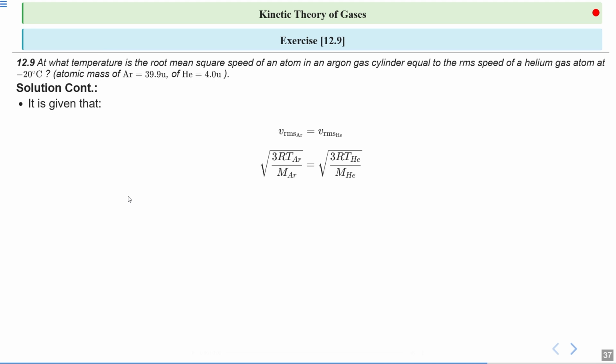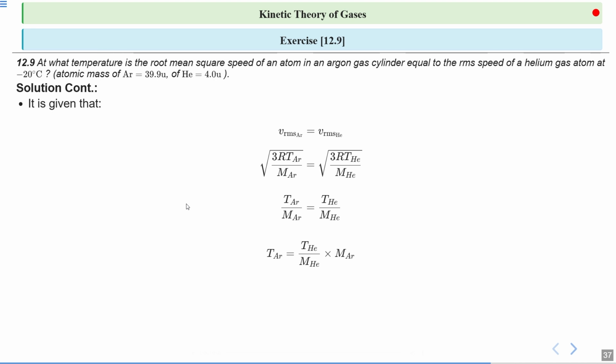So now let's look at the formula of root mean square speed in detail. It will be √(3RT_Ar/M_Ar) = √(3RT_He/M_He). So the square root cancels out. Similarly, R cancels out, and 3 cancels out, and the remaining term is T_Ar/M_Ar = T_He/M_He.